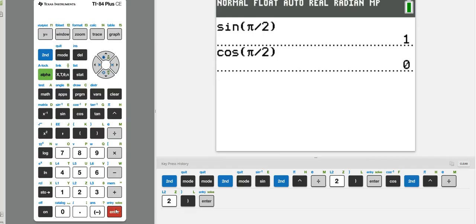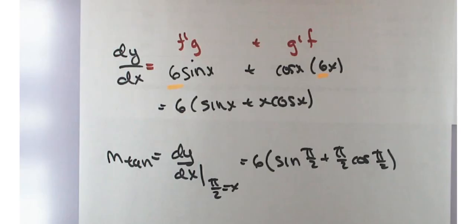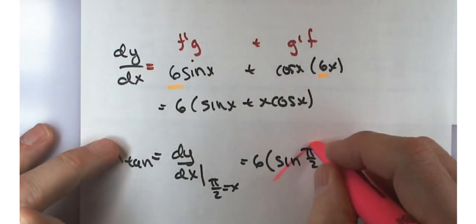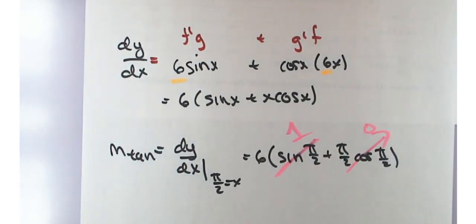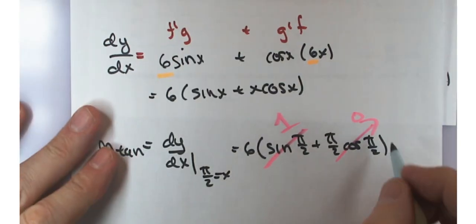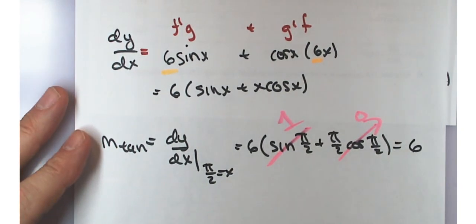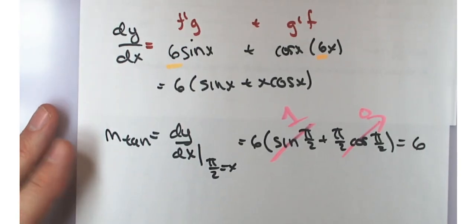Big 0. All right. So we end up with a 1 and a 0. Now 0 times pi over 2 is still going to be 0. So what's the overall value of the derivative, the slope of the tangent line? 6. Nice. So 6 is the slope of our tangent line.